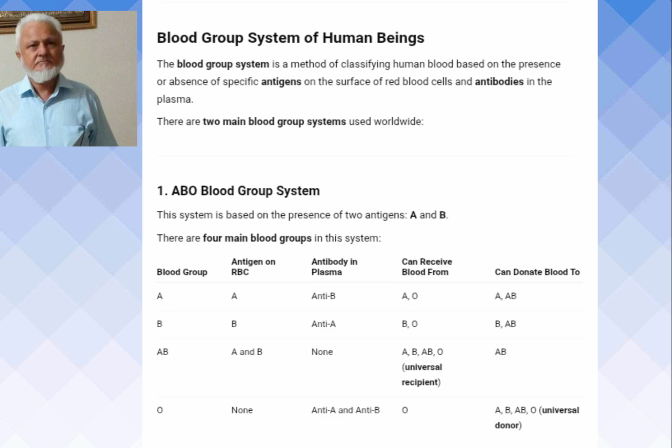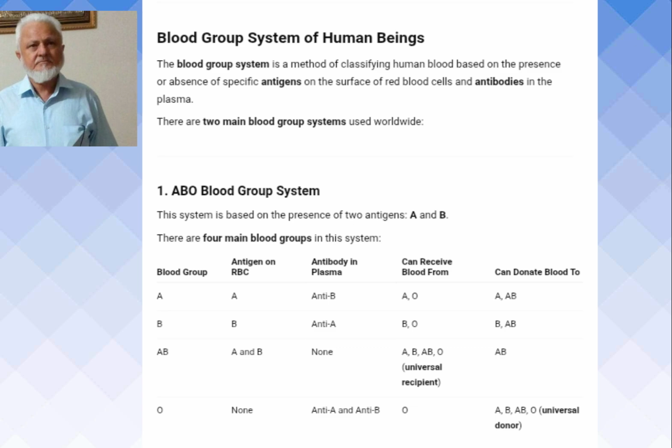Blood group AB: antigen on RBC, A and B; antibody in plasma, none. Can receive blood from group A, B, AB and O, universal recipient. Can donate blood to AB.